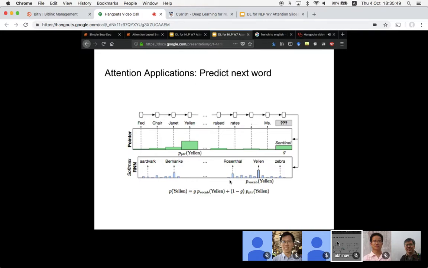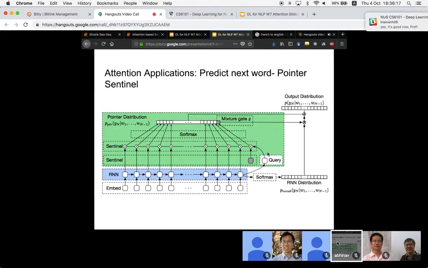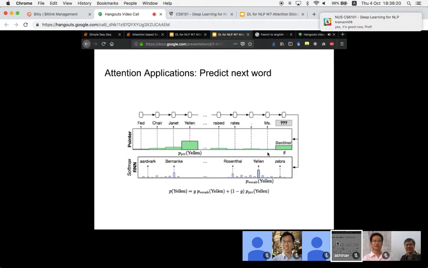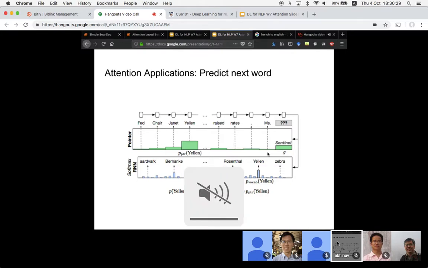In the embeddings, if you use a co-occurrence matrix, it will get very low probability. When you calculate the softmax at last, maybe this word has very low probability, although it already appeared in the previous context. So what should we do? In this case, we're not just looking at the vocabulary, we also look at the words that already appeared previously. We call it a pointer, a pointer pointing to the previous words. So we consider all the words that already appeared.